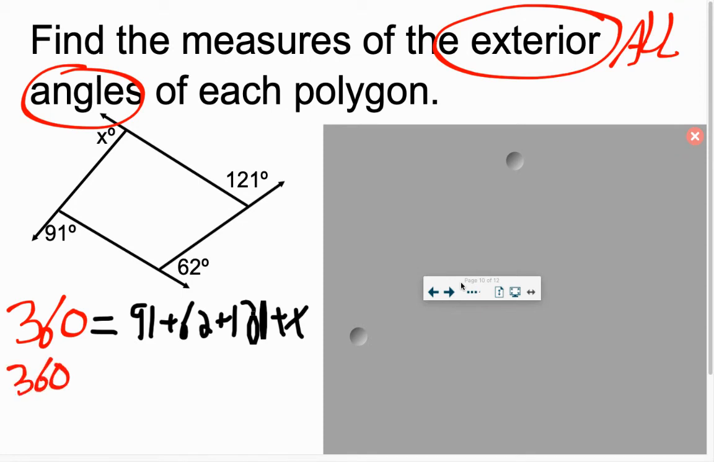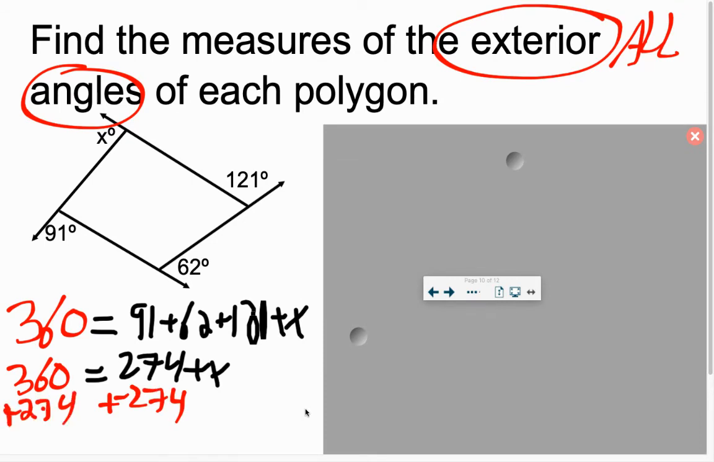You'll remember how to do these and have a better chance, maybe at not forgetting or panicking about what to do. So now you're going to add up all those like terms, 91, 62, and 121. They add up to 274. And then solve. Yep, you're just going to solve by adding a negative 274, or of course you can subtract 274 as well. Both work.